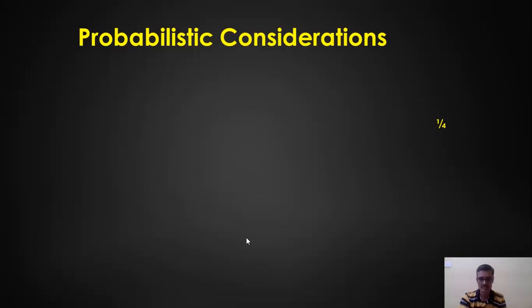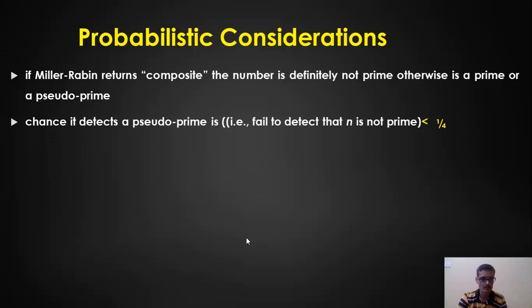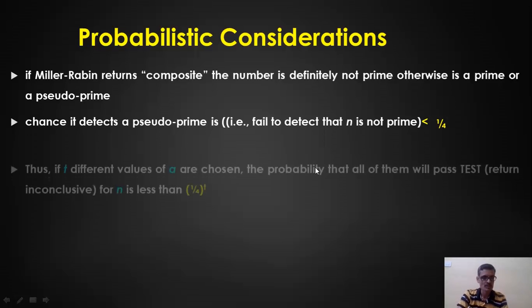Okay, this is the probabilistic consideration. Now, if the Miller Rabin algorithm returns composite, the number is definitely not a prime number. If it sends composite, definitely it is not a prime number. Now, there is a possibility of sending a wrong signal, or wrong information. Correct? What is that wrong information you can send? The chance that it detects a pseudoprime, that is, it will fail to detect that n is not a prime, is less than 1 by 4. That's 25%, right?